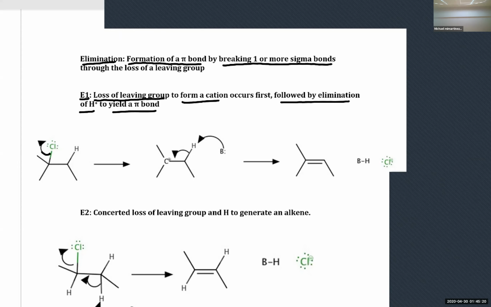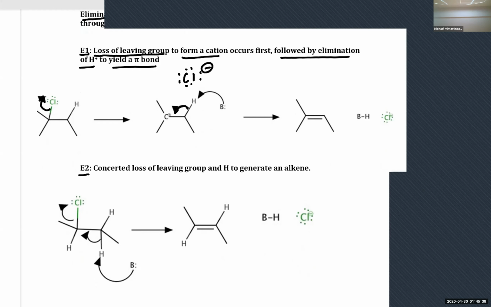So step one, we lose our leaving group. And then once we have our cation, we eliminate H plus to form our pi bond. In an E2 reaction, we have concerted loss of the leaving group and H+. So both our leaving group and H+ leave at the same time.